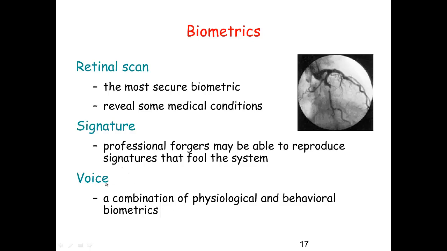Another biometrics is voice. Voice is the combination of physiological and behavioral biometrics. For the voice, I suggest it's not good because sometimes you can record some people's voice, then make an artificial voice similar to other people's. Then you can cheat the system.